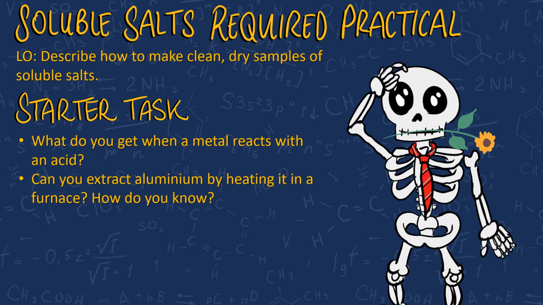Okay, number 1, what do you get when a metal reacts with an acid? So we did this last lesson. When a metal reacts with an acid, it produces salt and hydrogen.